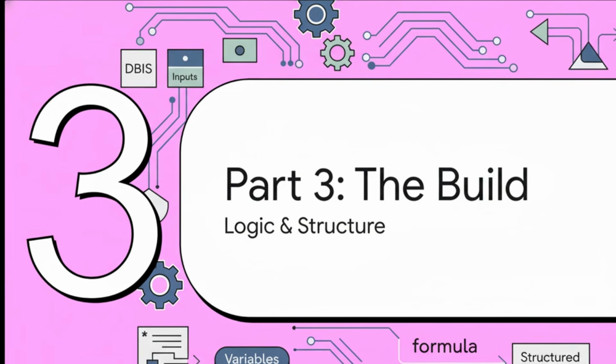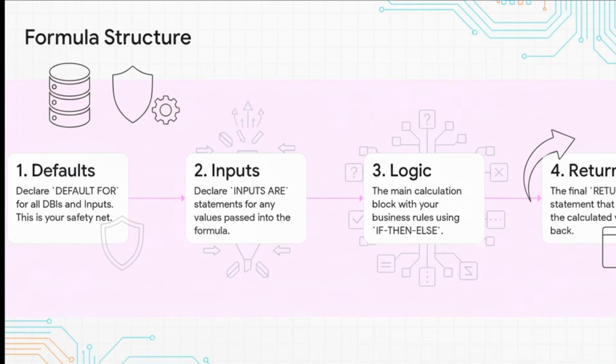Okay, so we've got our building blocks, DBIs, inputs, and variables. Now let's look at how we assemble them into a well-structured formula that the system can understand. Here's a pro tip for you. Nearly every fast formula you will ever write follows this exact same four-step structure. I really recommend you commit this to memory.